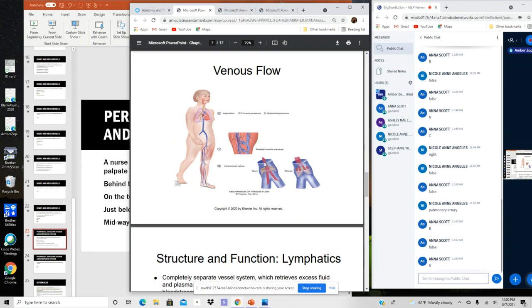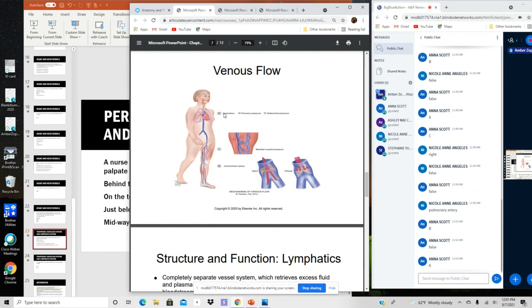During inspiration, which is the second mechanism that controls venous flow, venous return increases as the thoracic cavity pressure becomes more negative. Because there's a negative or reduced intrathoracic pressure, more blood is drawn into the heart during inspiration. It causes greater venous return or more blood flow to return to the heart because there's less resistance or less pressure that the venous flow has to overcome.